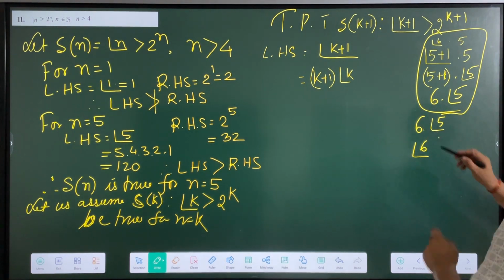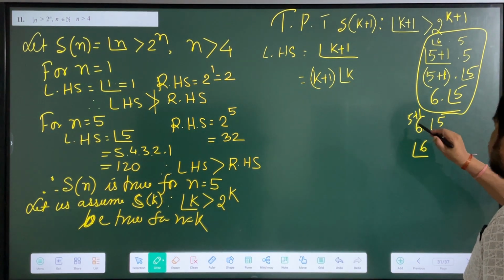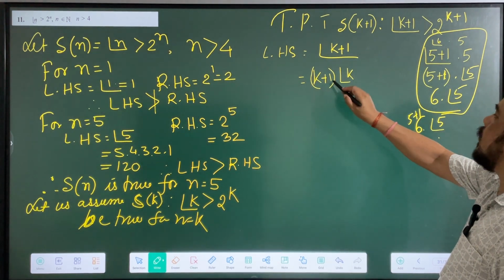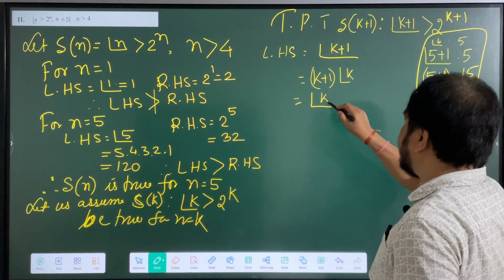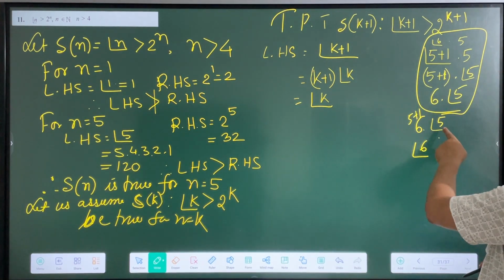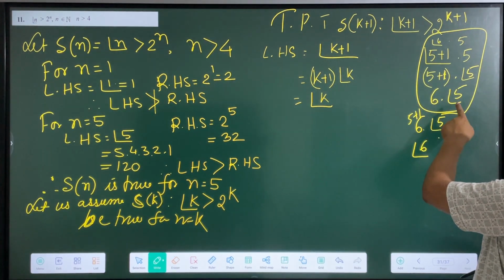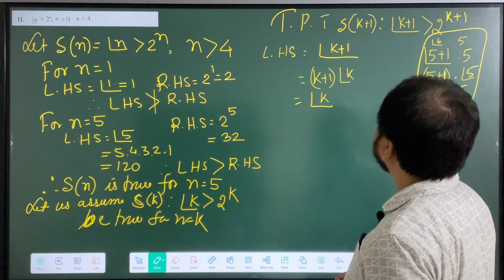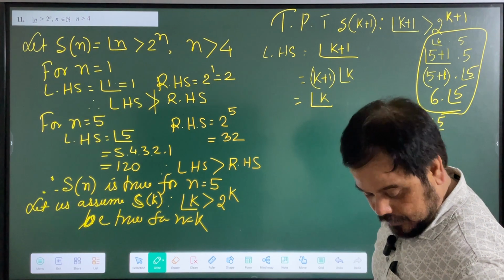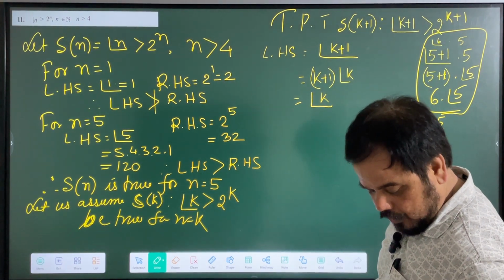So this one means 5 plus 1, and this one means K plus 1. So we can write K plus 1 into factorial K.